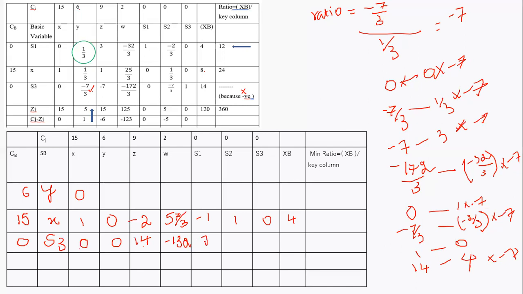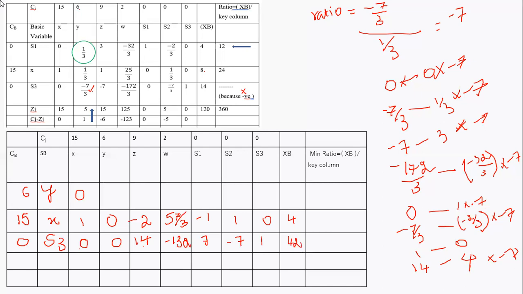Then 7, because minus and minus becomes plus. So therefore 7. And next will be here minus 14 by 3. Then minus 7 by 3. So next process will be getting it as minus 7. And then 1. And then you will be getting it as 42.